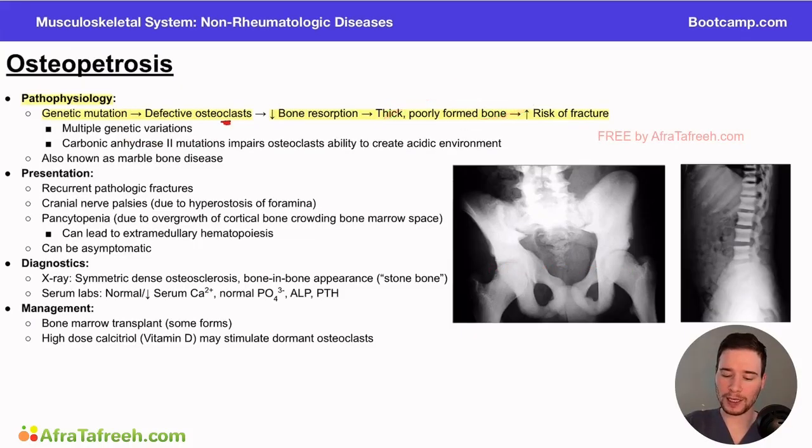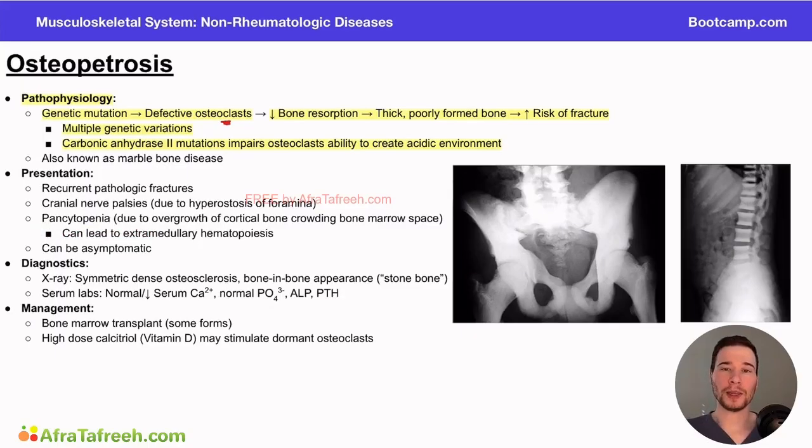This condition can present in a variety of different ways. It's typically due to a variety of genetic variations. One of the ones they like to ask about is carbonic anhydrase 2 mutations, which impair osteoclasts' ability to create an acidic environment. Essentially, for bone to be resorbed, we need to create a lot of acid around those bones to soften it up and help it be reabsorbed into the body. But a defect in this particular enzyme will not allow this process to happen as readily, and this is why osteoclasts cannot work.